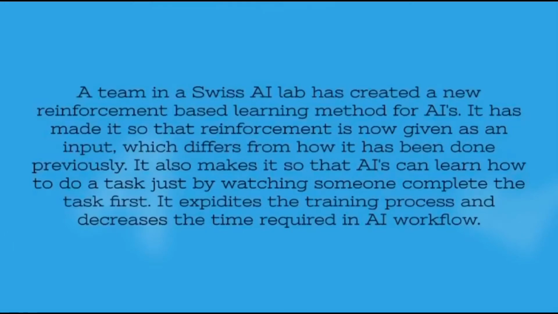It has made it so that reinforcement is now given as an input, which differs from how it has been done previously. It also makes it so that AIs can learn how to do a task just by watching somebody complete the task, otherwise known as imitation learning. So an AI can watch somebody do a task, and then by watching them, it can record and learn the data from that and then know how to complete that task. It expedites the training process and decreases the time required in AI workflow.